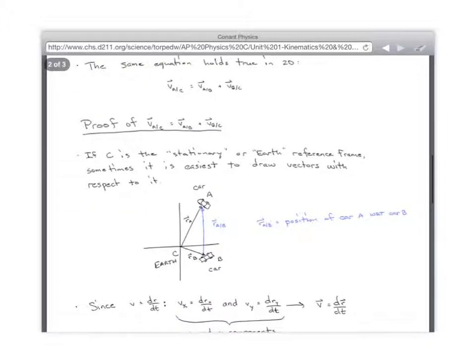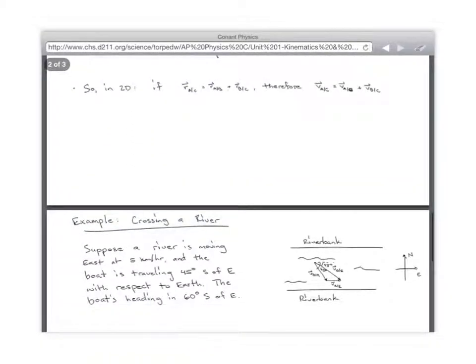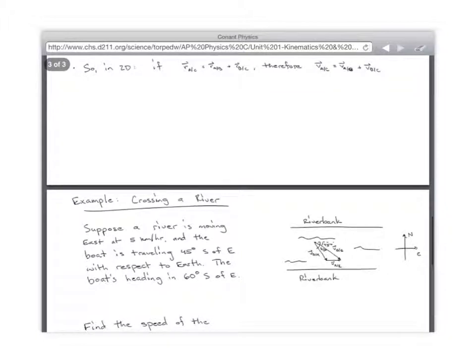Classic problem. I'm actually going to skip ahead in the notes. Crossing a river. Suppose a river is moving east at 5 kilometers an hour, and the boat is traveling 45 degrees south of east with respect to the earth, and the boat is heading 60 degrees south of east. What? What did I just say? Words. Words, right. Let's look at the picture instead.